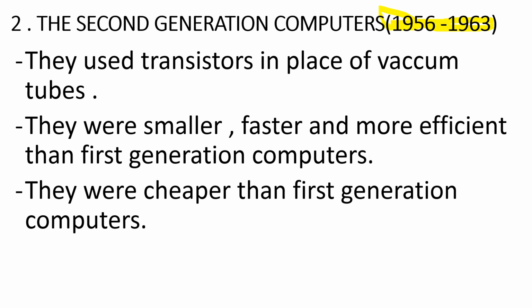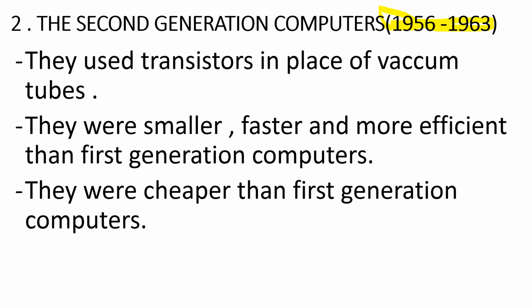Now I have said that first generation computers used vacuum tubes. Now, what is the vacuum tubes? I have said to you that it is the device which controls the flow of the electric current, right? Now, in the same way, the second generation computers used the transistors in place of vacuum tubes. Now, transistors is also a type of device which does the same work as the vacuum tubes.